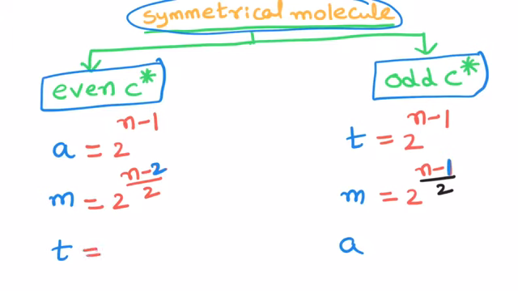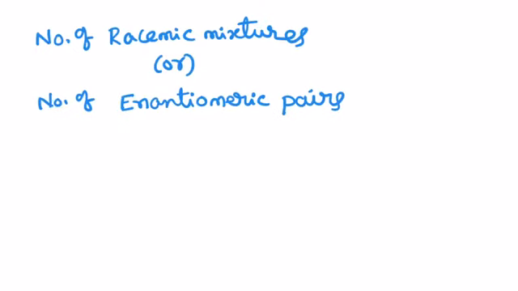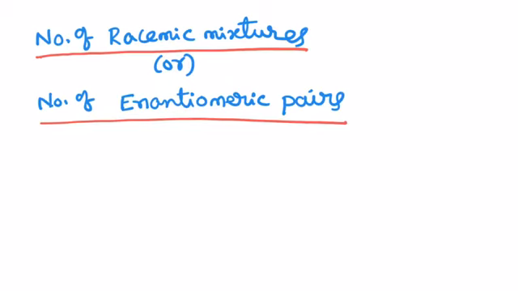Then the total number of isomers is very simple. Just add A plus M. Here on the right hand side, for active isomers, we have to subtract total minus meso compounds. Sometimes they ask to find the number of racemic mixtures or the number of enantiomeric pairs. The formula is very simple. The number of racemic mixtures or enantiomeric pairs is equal to A by 2. What is A? The number of optical active isomers. You can apply this formula for all kinds of molecules.